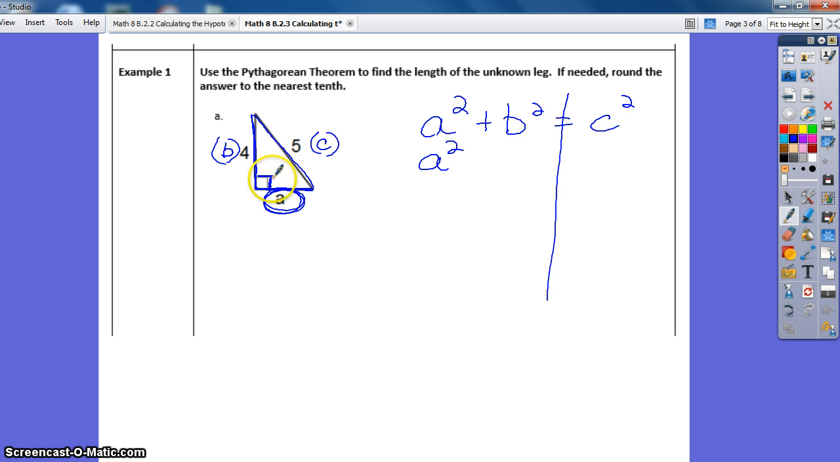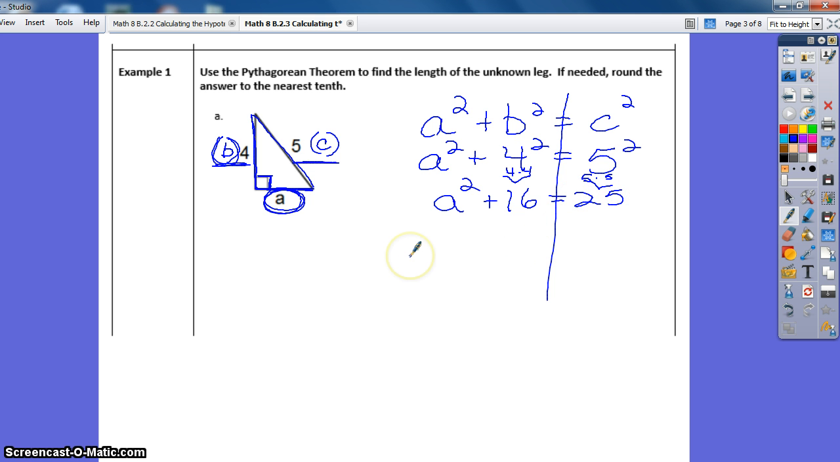Good question. Okay, so then we know what our B is. What is our B? 4. So plus 4 squared equals, and what is my C? 5. 5 squared. Now careful, don't make the mistakes. Don't go 4 times 2. We go 4 times 4, so 16. We bring down our A squared equals, what's 5 times 5? 25.